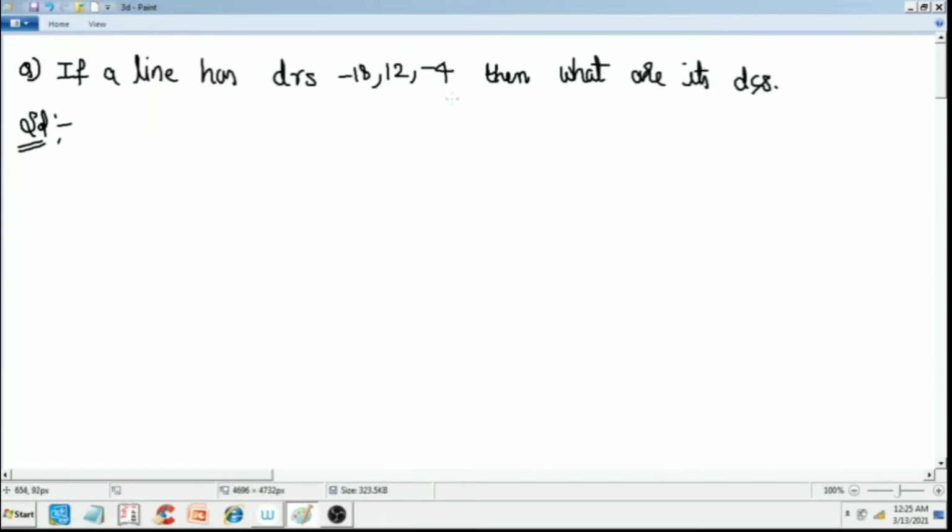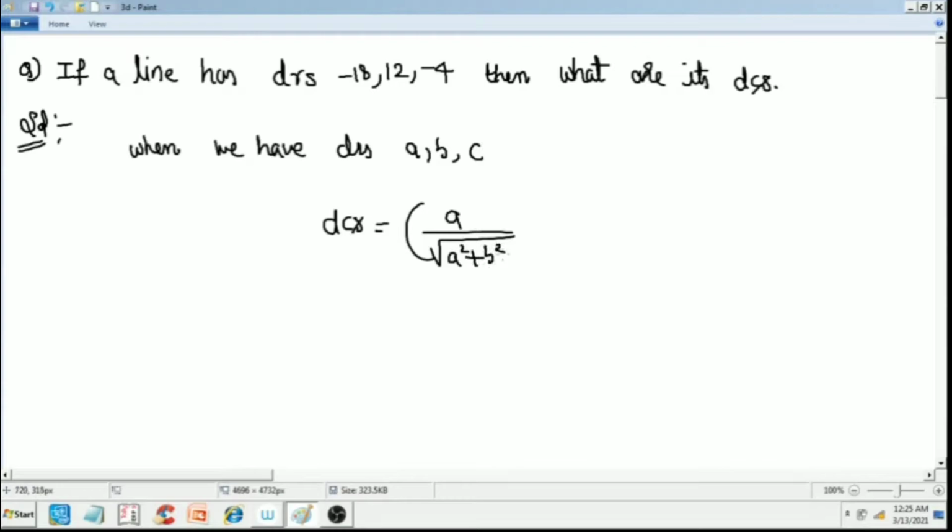If a line has DRs, then what is the DCs? So when we have DRs a, b, c, let us call a, b, c the DRs, then DCs can be written as a by root over a square plus b square plus c square, b by root over a square plus b square plus c square, c by root over a square plus b square plus c square.